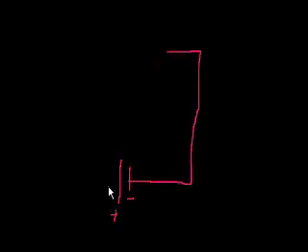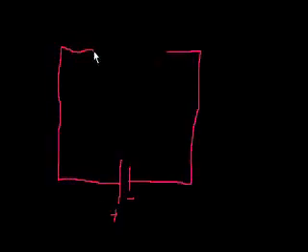There's my battery, positive, negative. There's my ideal conducting wire. Here's my ideal conducting wire. But then, and this is new, it branches off. And I have two resistances. I have one here.